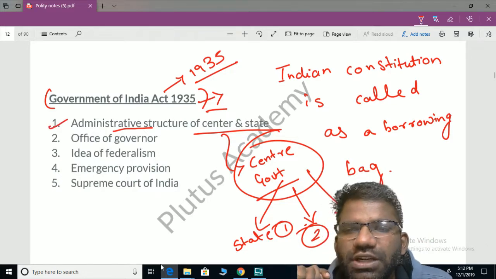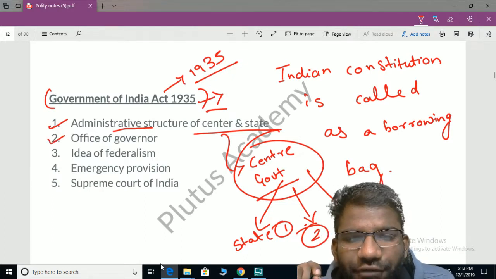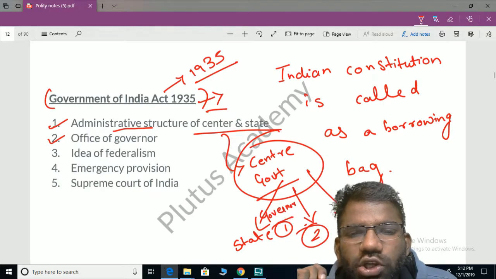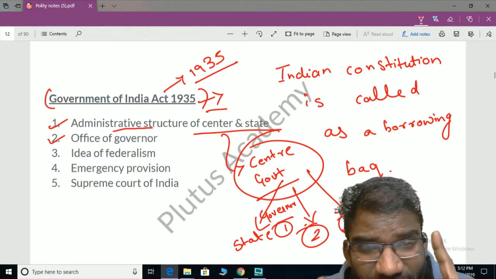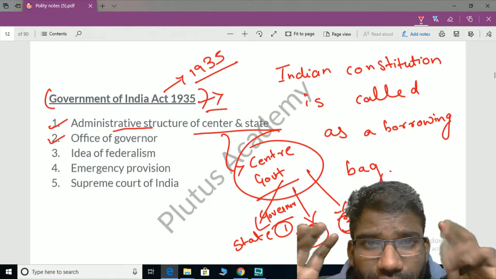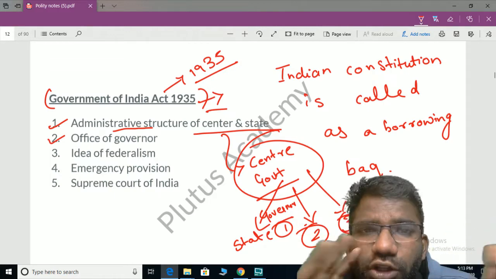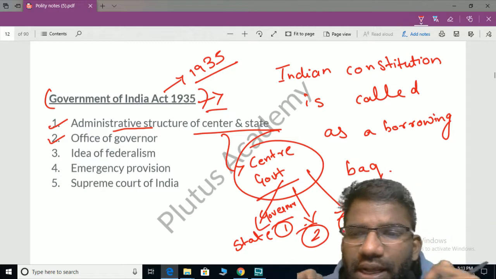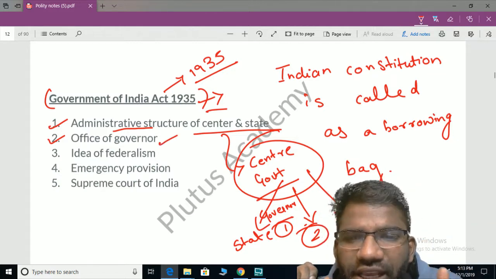The second provision taken from the Government of India Act 1935 is the Office of Governor. Each state of India has a governor, and the governor is called the head of the state. It is not the CM who is the head of the state, it is the governor. The office of the governor for each state, and even for the union territories, has been taken from the Government of India Act 1935.